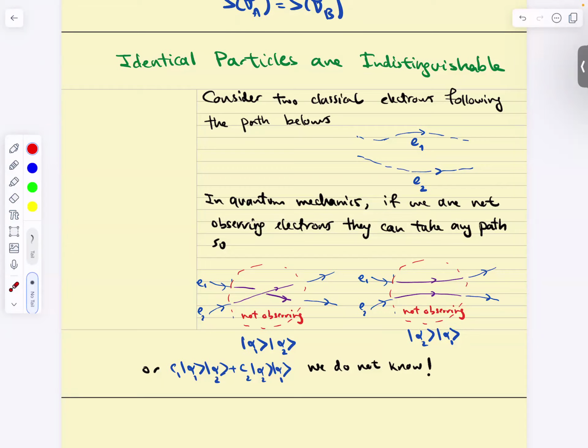Take two electrons coming in. As long as I'm watching both of them, this is like some, let's say, time direction or some path. As long as I'm watching them, I know where they are. But then I close my eyes for a bit, and then I reopen my eyes. Electron 1 was here, electron 2 was here. I see these two coming out.